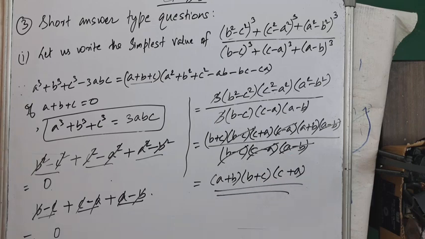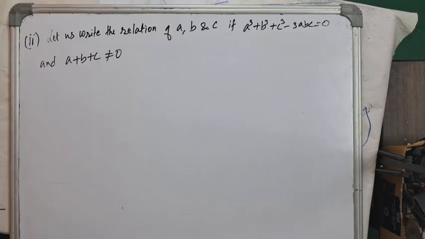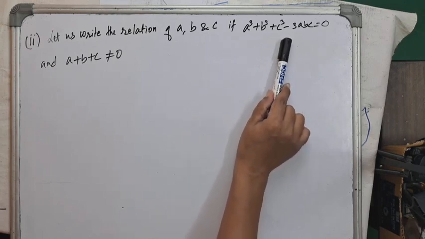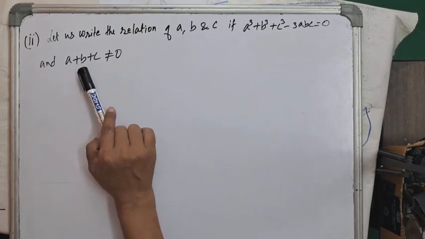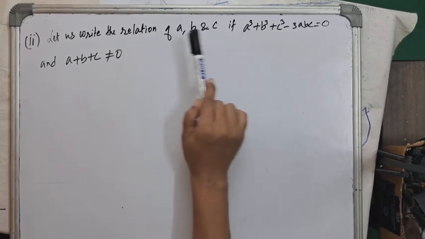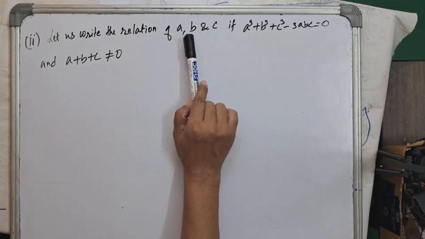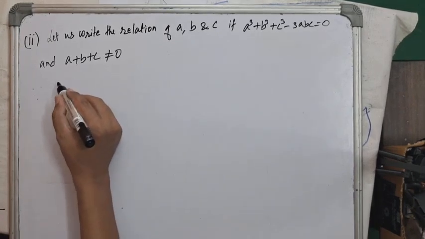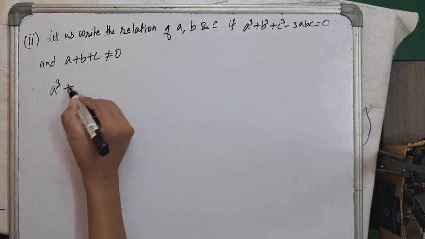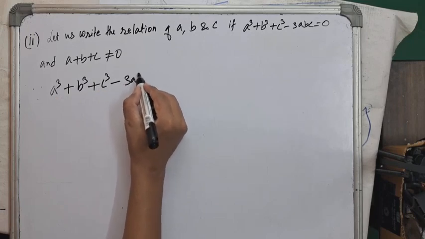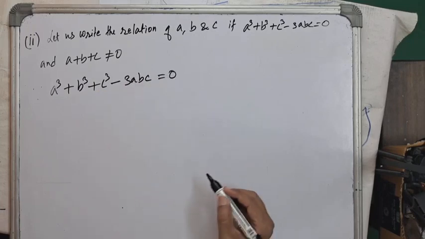Okay, now let's do question number 2. Let us write the relation of A, B and C if A cube plus B cube plus C cube minus 3ABC is equal to 0 and A plus B plus C not equal to 0. So these two are the given conditions and we are asked to write the relations among A, B and C, isn't it? So let's use the first condition: A cube plus B cube plus C cube minus 3ABC equal to 0.